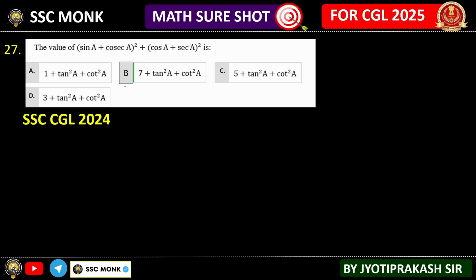Sorted? Next. The value of (sin A plus cosec A) whole square plus (cos A plus sec A) whole square is equal to what?